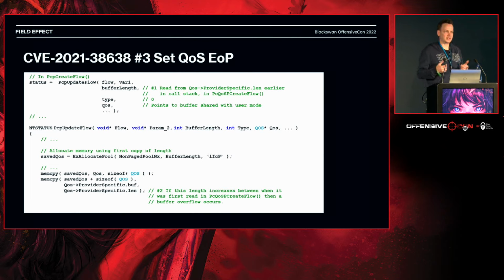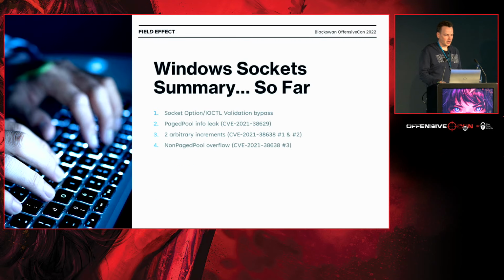So it's the same race condition as the ALPC bug. If we swap the lengths between the two times, then we get a buffer overflow. This one is just a regular non-paged pool overflow. So just a quick summary: at this point, it had this validation bypass, an info leak, two arbitrary increments in the kernel, and a non-paged pool overflow.